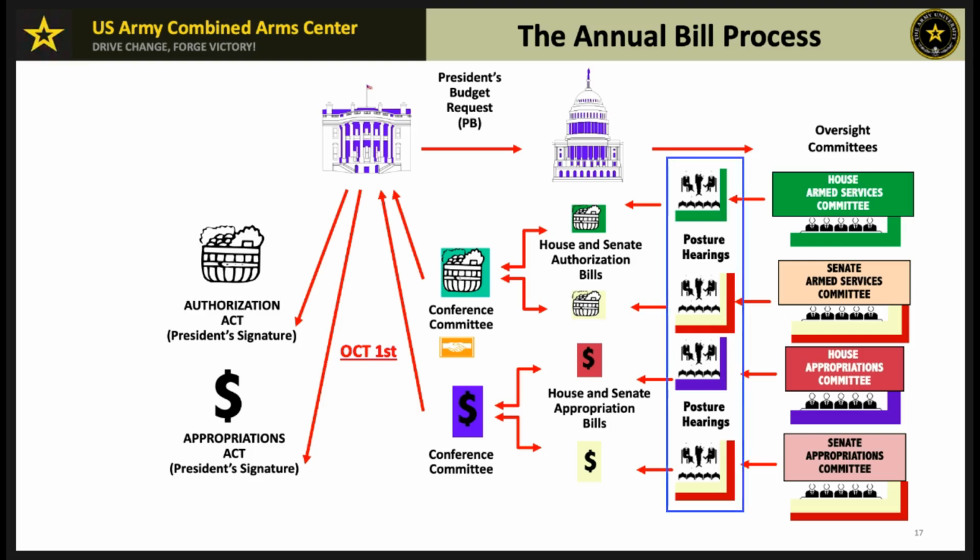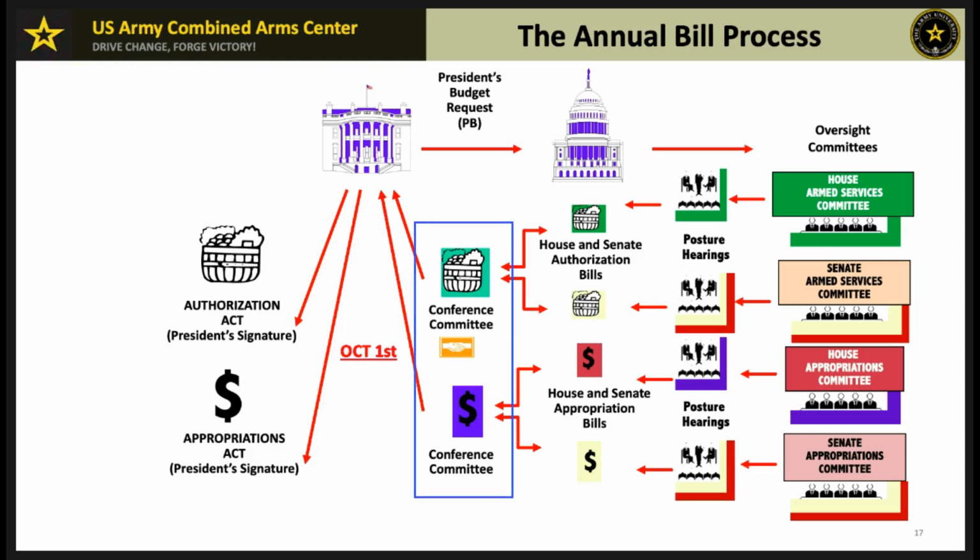Once the committees finish their review, they mark up the bills and the House and Senate vote on them. Differences between the two versions are resolved in conference committee. After both chambers approve, the bills are sent to the President for signature.